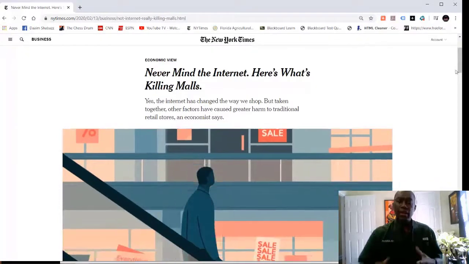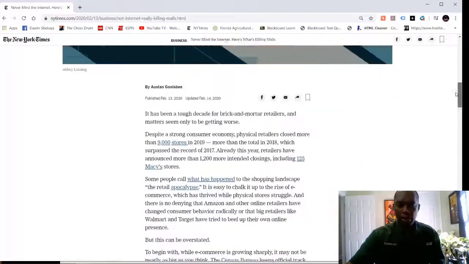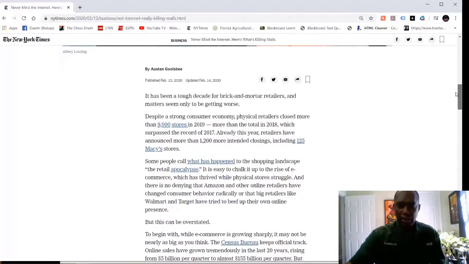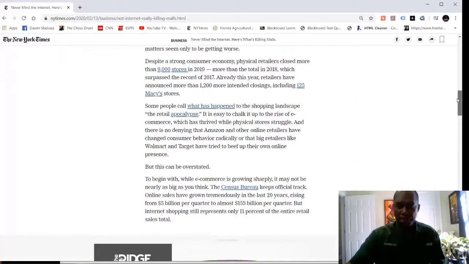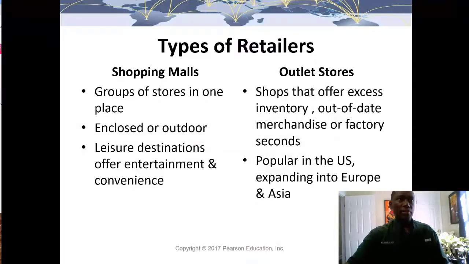And of course, the internet is a big part. They actually make a point here at the beginning, and they say that internet shopping still represents only 11% of the entire retail sales total. So we're actually still growing in that space. Also wanted to show you a couple of other things.